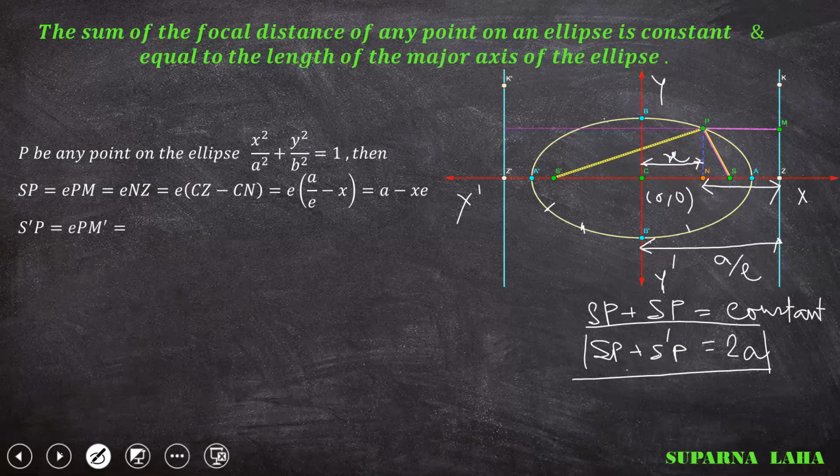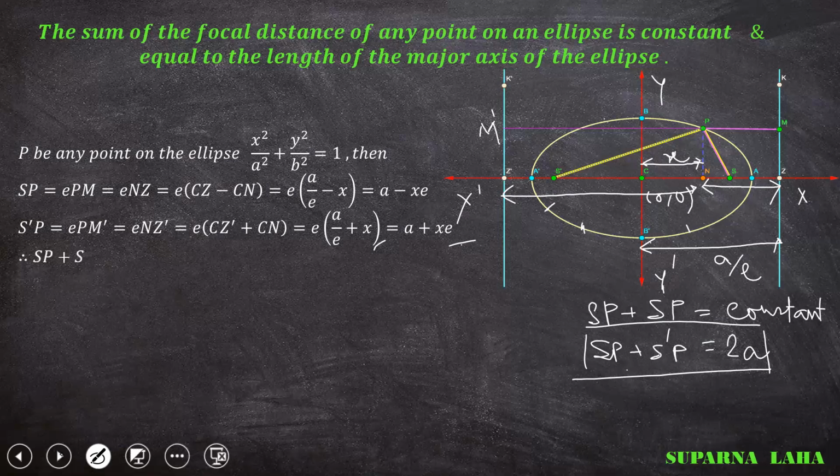So let us find S dash P. S dash P is equal to e into PM dash, and M dash is here. Now PM dash is what? NZ dash. This means this distance, right? And NZ dash we can write as CN plus CZ dash. CZ dash is a upon e and CN is x. So a by e plus x. Look here. And if we simplify this, we will find a plus xe.